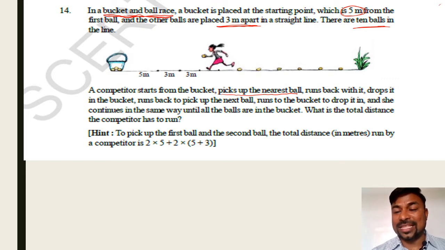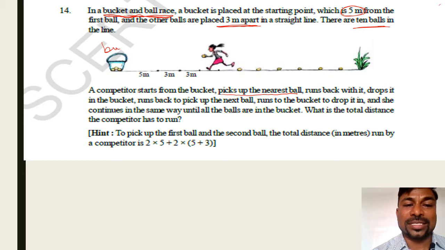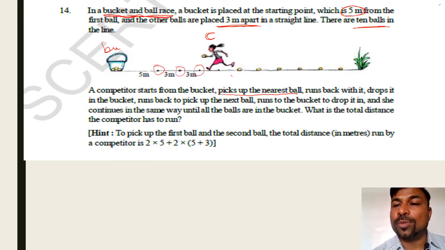So you might be seeing there, this is the bucket that we have, and she's the competitor. You can see the way she's running there. She's too competitive. Now this is the first ball, this is the second ball, and this is the third ball. Like that, how many balls do we have? We have totally 10 balls there as given in the question.